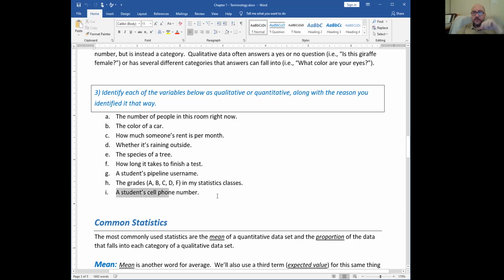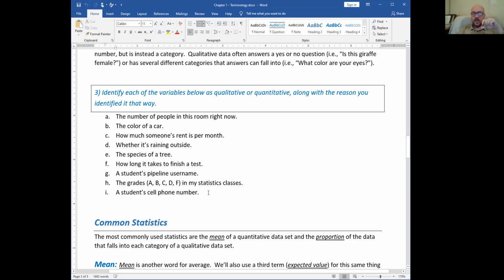Student's cell phone number, that is a number, but it is not a number you can do math with. That number is really just a label, right? That person's name, stored in your phone, is probably labeled as their name, right? And then we associate a number to that, but the number itself is just a label to identify the person. So although it is sort of a number, it's not a number you can do any numerical things with, right? You can't sort phone numbers by number, that wouldn't work out very well. You want to sort them by name. So this is really qualitative data because it's just a label.